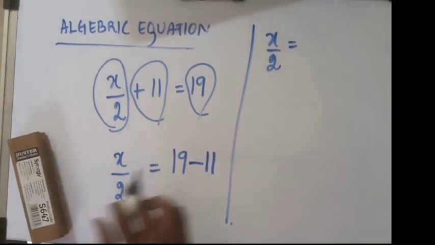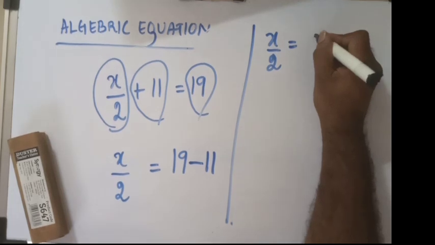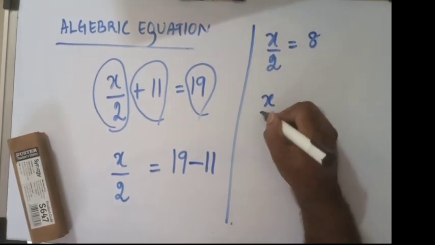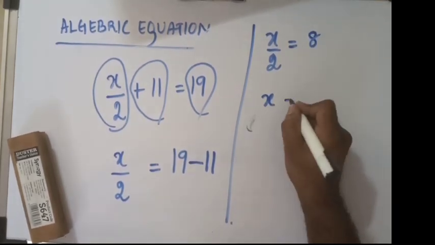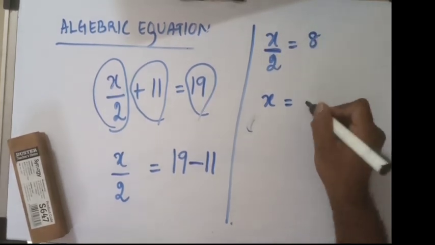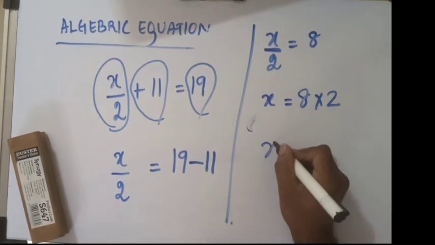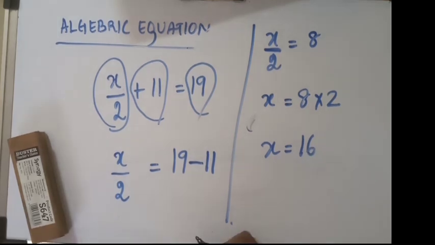So x upon 2 becomes how much? What is 19 minus 11? 19 minus 11 gives you 8. So x upon 2 is equal to 8. Now 2 is dividing x. So when it goes to the other side, it becomes multiplied. So x is equal to 16.